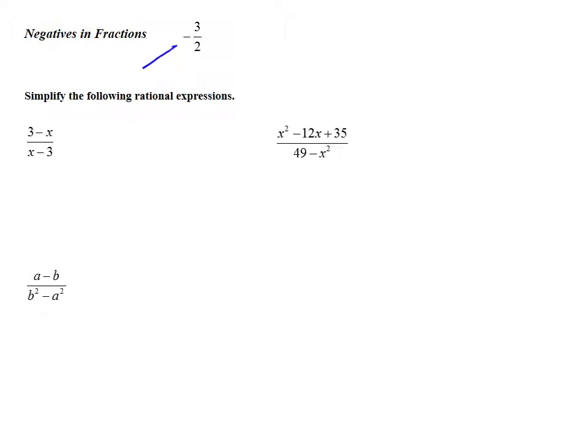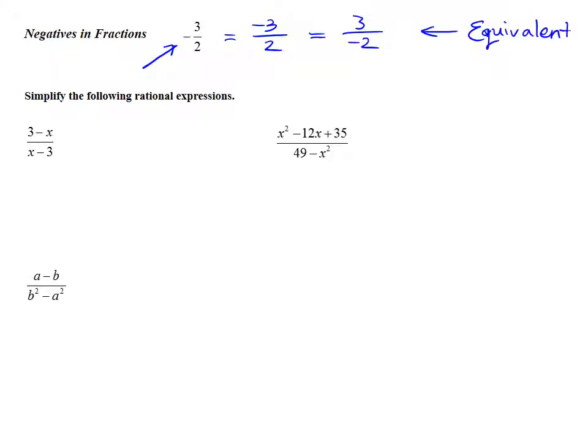ways. One way is you can have the negative right out front of the fraction. Another way is that you can have the negative in the numerator of the fraction. And a third way is to have the negative in the denominator of the fraction. All of these are equivalent, and it really is up to you where you want to write it.